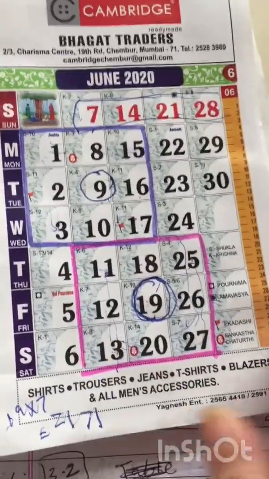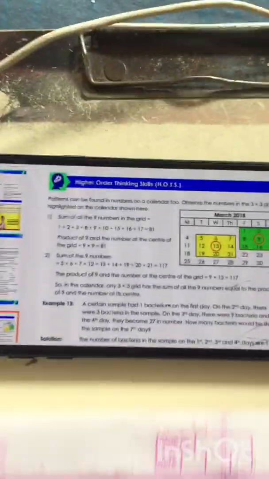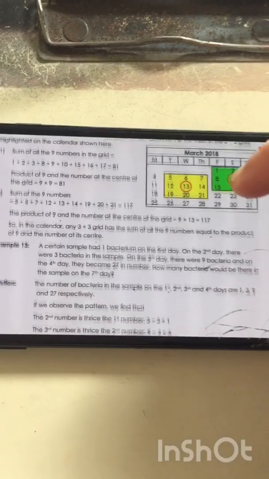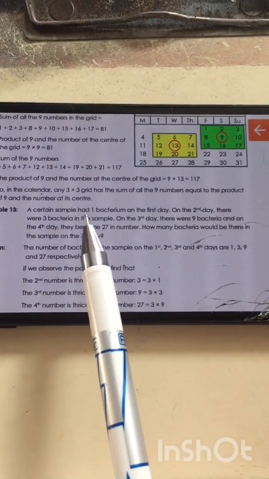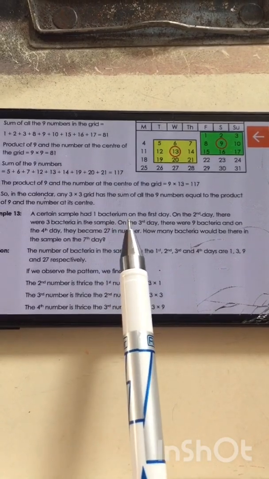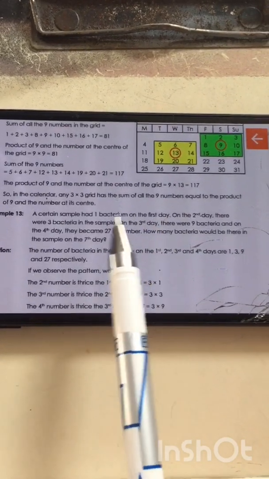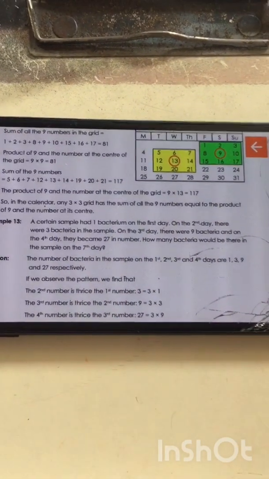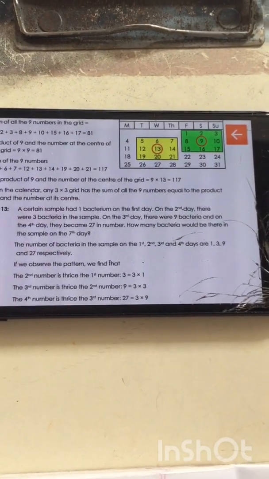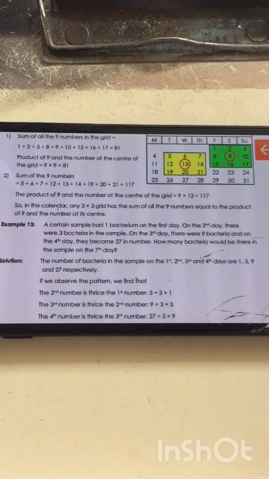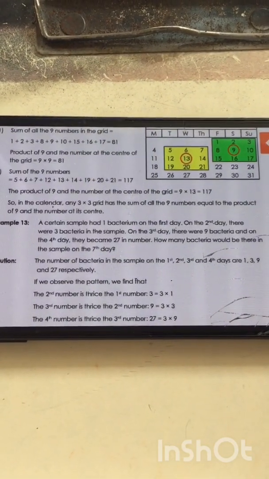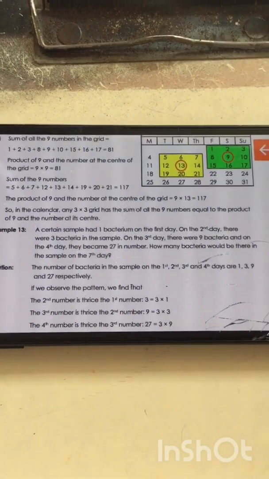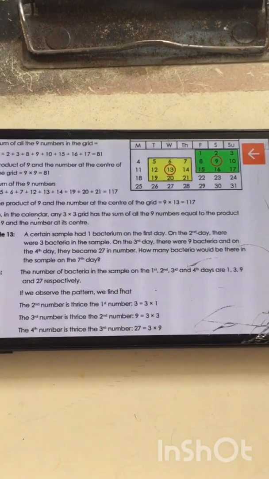Now let us see the example given here. A certain sample had one bacterium on the first day. Now, sample: you must have seen that the pathologist comes to your house, or you go to the pathologist, and they take a sample of blood or something, and you do a blood test.